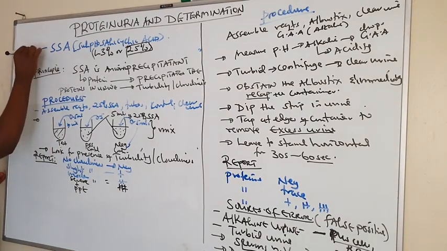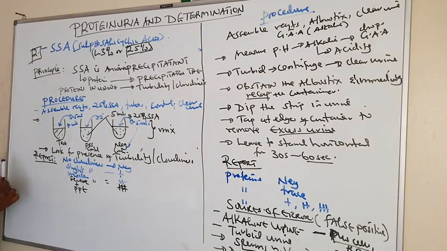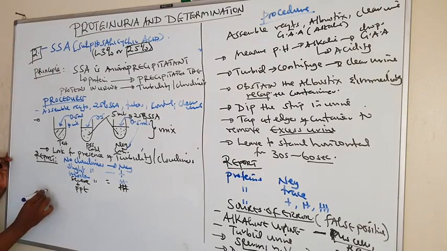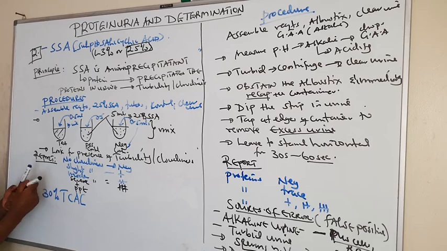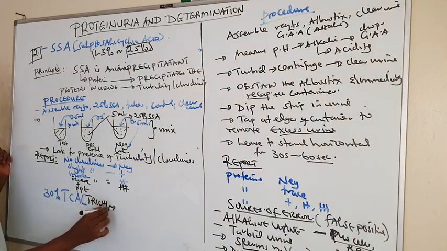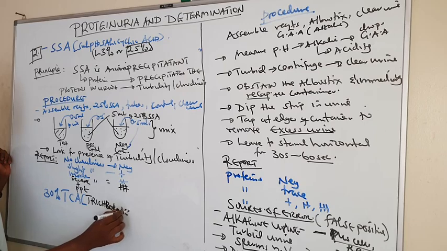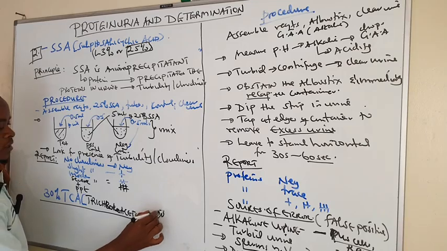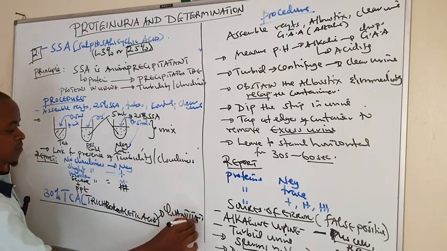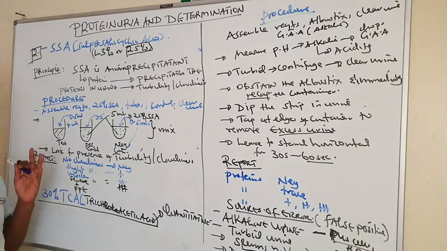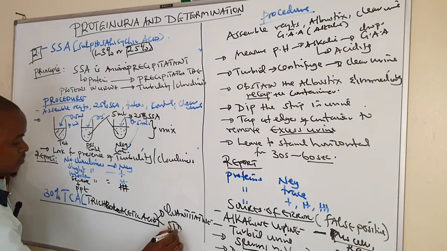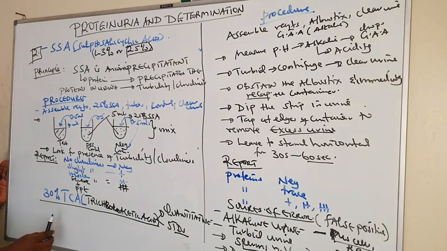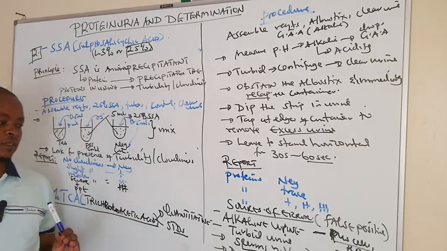So this is the second method we have seen for determining proteins in urine. The last one we can talk about is the quantitative method using 30% TCA, which we call trichloroacetic acid. This is the only quantitative method we can use. Here we use different standards having known concentrations, and at the end we shall compare. So this is the trichloroacetic method, which is quantitative.